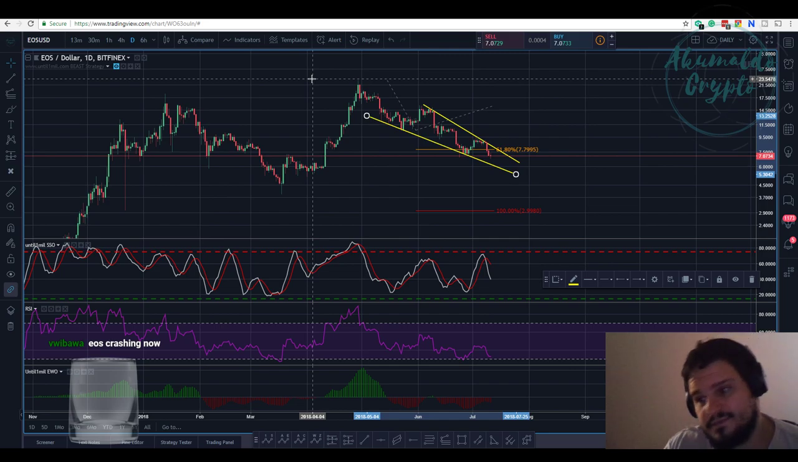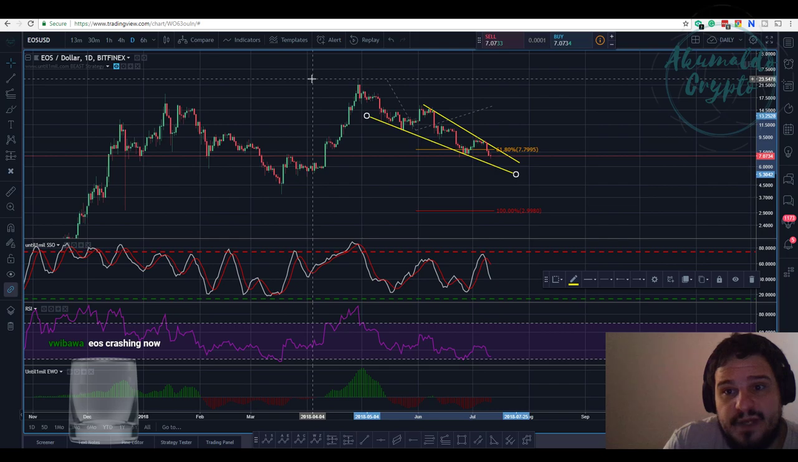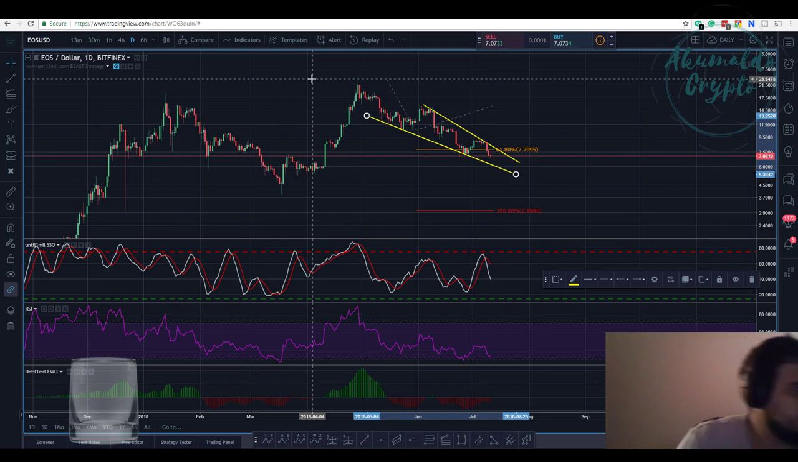EOS. A lot of FUD out there, huh? I think people are trying to really lower the price of this. So. EOS crashing around, yeah. My trading is risky, yes, my trading is risky.